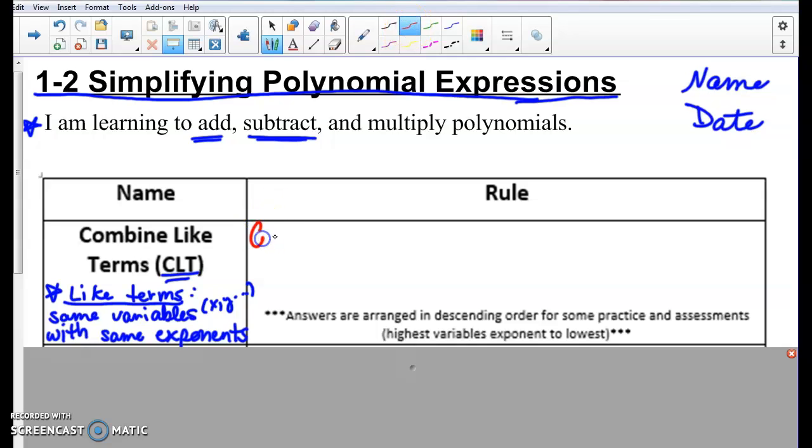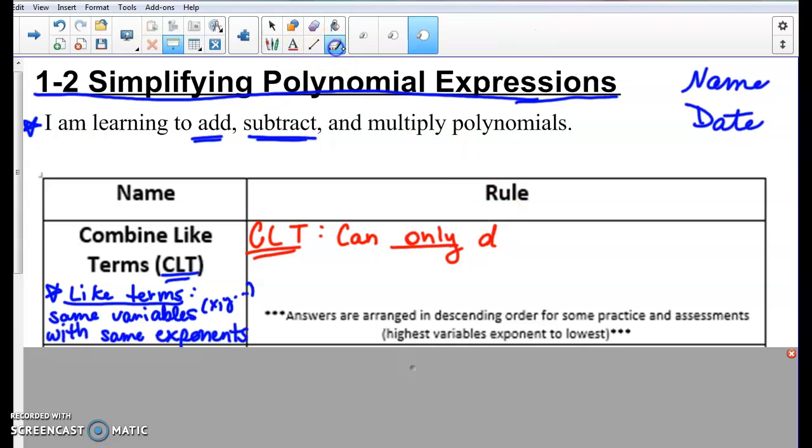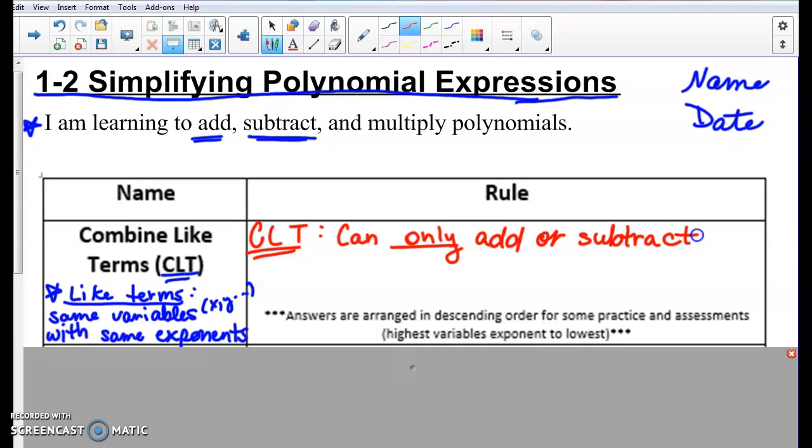So for combining like terms, so CLT, we can only add, hopefully you start off with an A instead of a D like I did. There you go. You can only add or subtract like terms. So we can only add or subtract like terms.